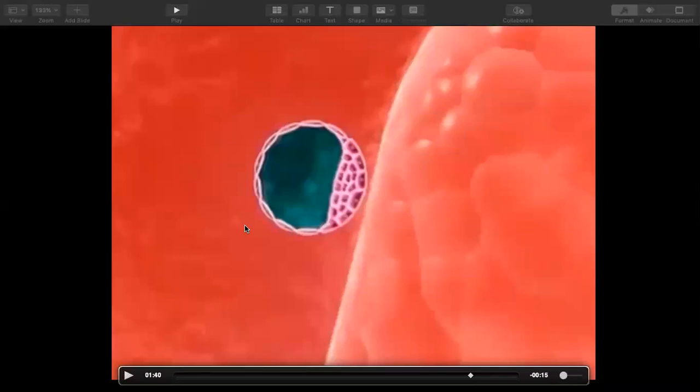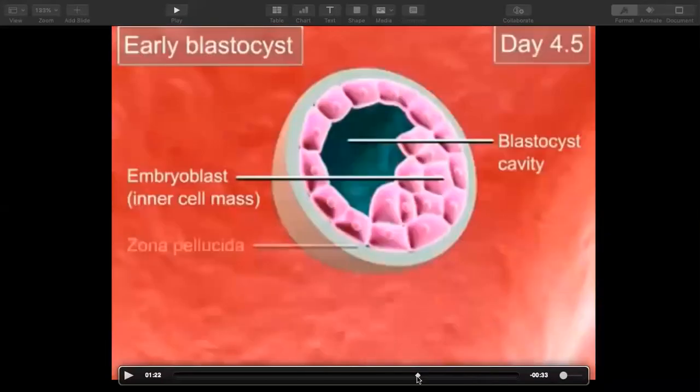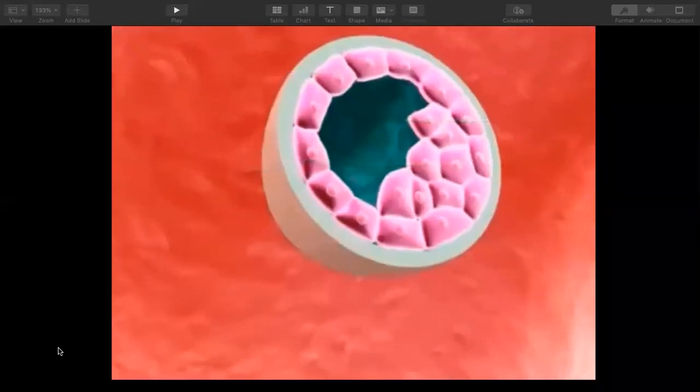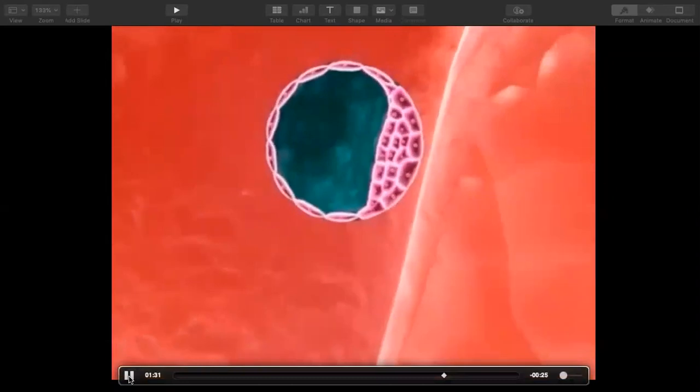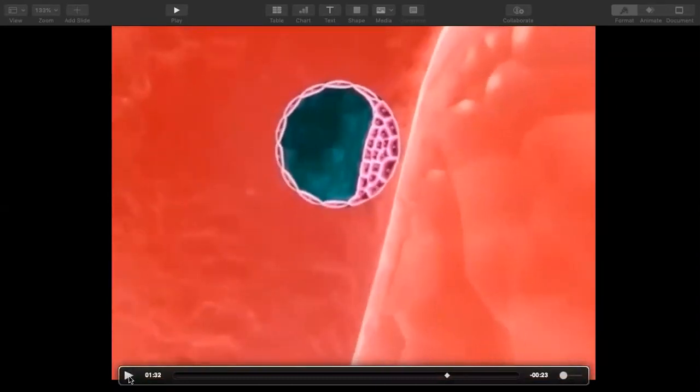Zona pellucida is absent. If you all notice this, we'll just go a bit back. Now see here. What is happening? You can see the blastocyst cavity. Can you see the difference? The zona pellucida is gone. This is the beauty of the human body. It is accurately designed in that way. What is the importance of zona pellucida?